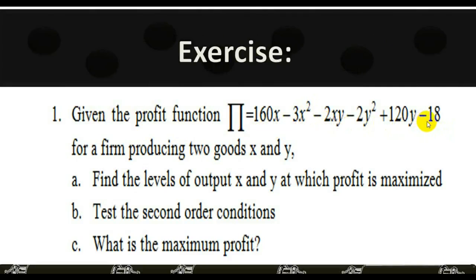Exercise. Number 1. Given the profit function pi equals 160x minus 3x squared minus 2xy minus 2y squared plus 120y minus 18 for a firm producing two goods, X and Y. A. Find the levels of output X and Y at which profit is maximized. B. Test the second order conditions. C. What is the maximum profit?